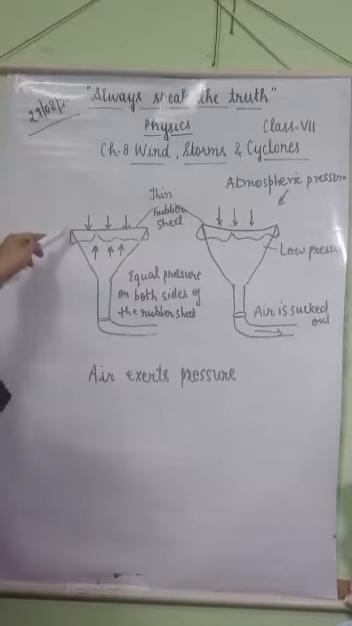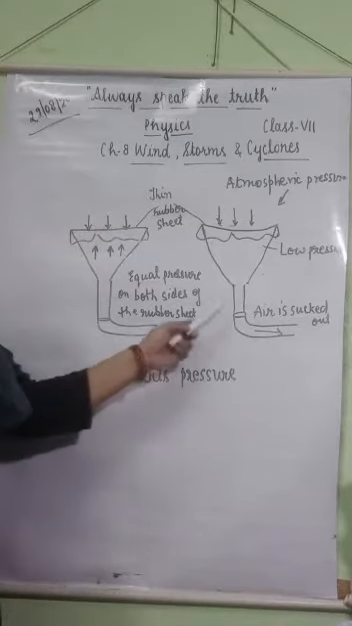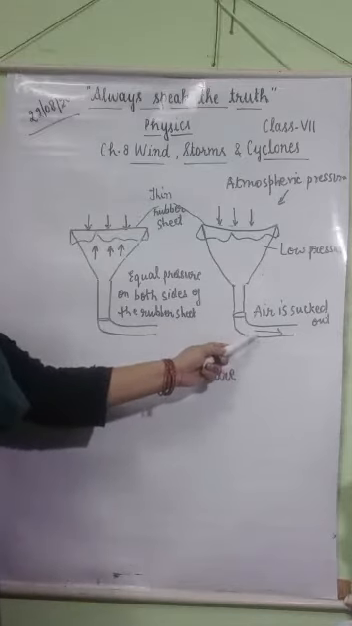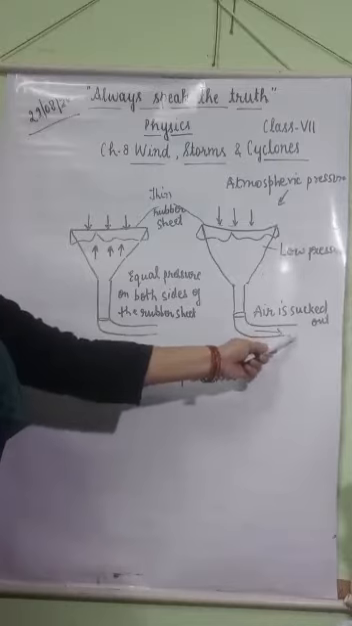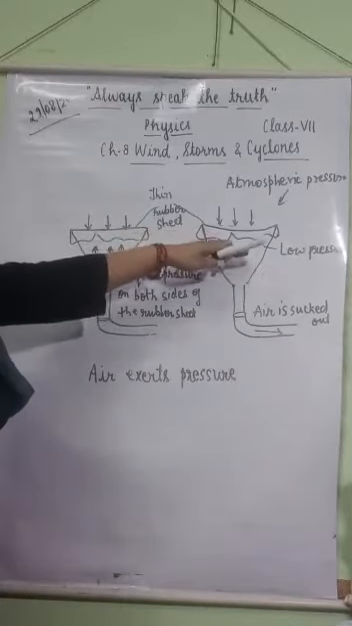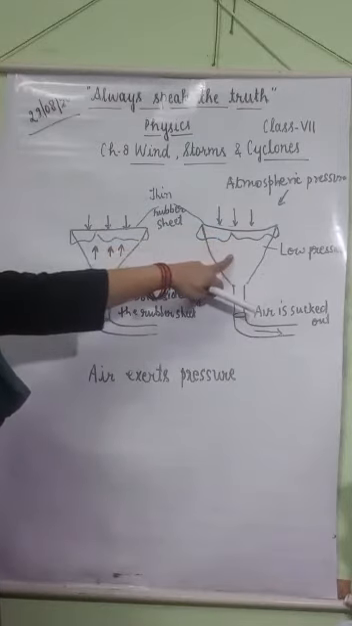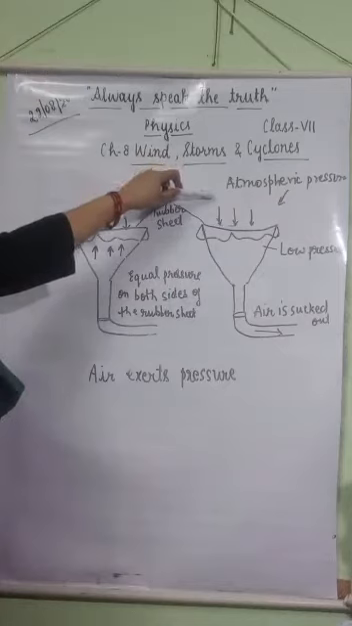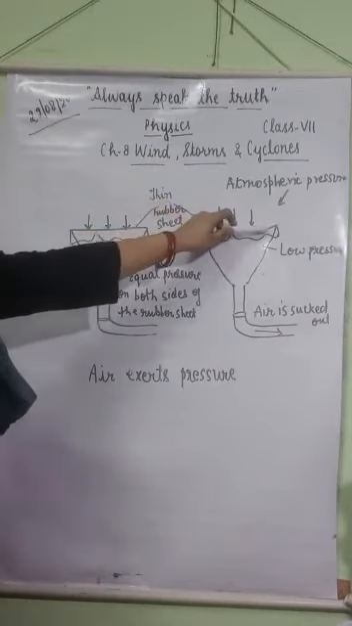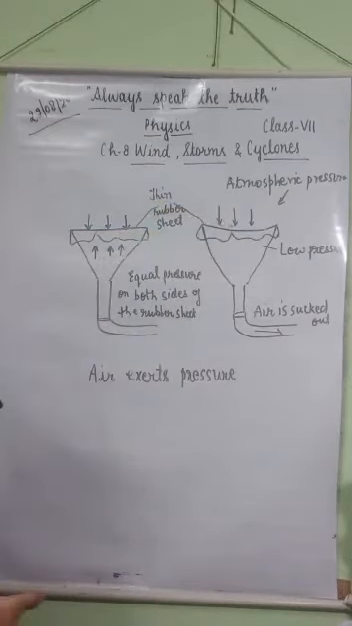So the rubber sheet is flattened, but when air is sucked out, you can see that air is sucked out from this side. So the pressure exerted by the air inside the funnel is less than the atmospheric pressure. So the rubber sheet gets depressed. From this activity you can understand that air exerts pressure.